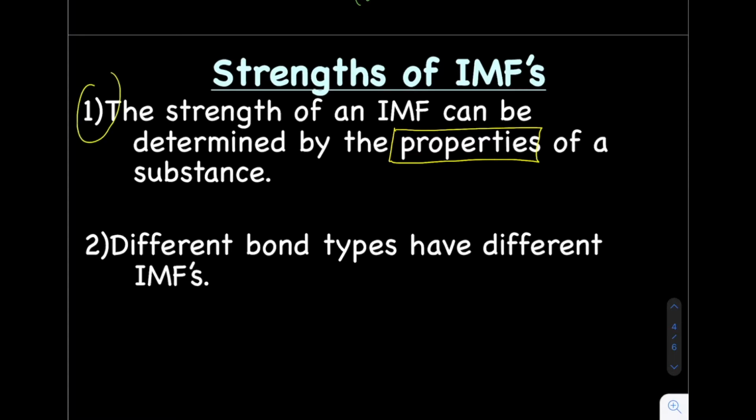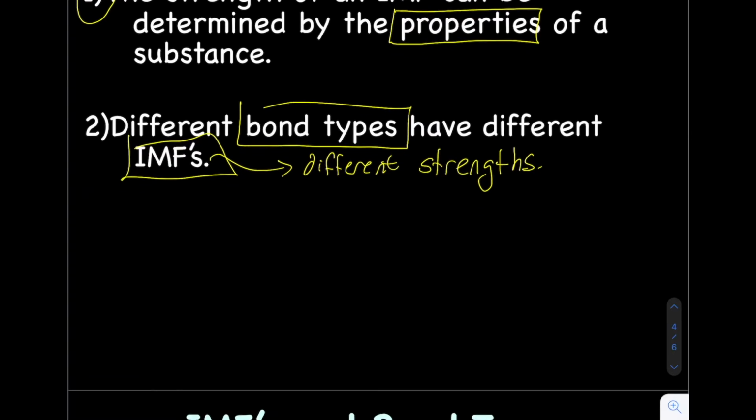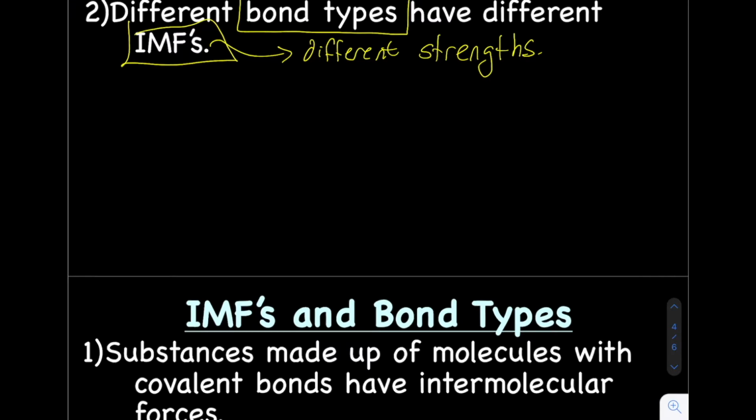And we're going to deal with this in a later lecture. What we're going to focus on the rest of today is that different types of bonds have different IMFs, which means different strengths of IMFs. And that is what we're going to focus on the rest of today. So, here we go. IMFs and bond types.